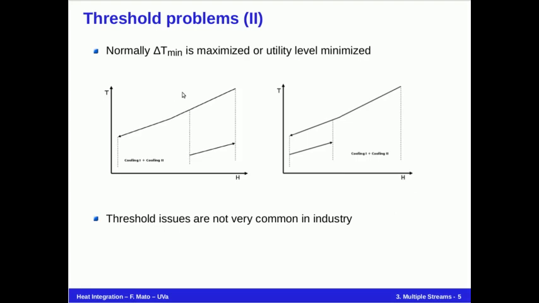Depending on the specific problem, normally the minimum approach is maximized or the utility level is minimized. If the minimum approach is maximized, you have a wide gradient for your heat transfer, or if minimized, then the utility level, the cooling, is minimized. Well, we will see it in the design unit, but threshold issues are not very common in industry.